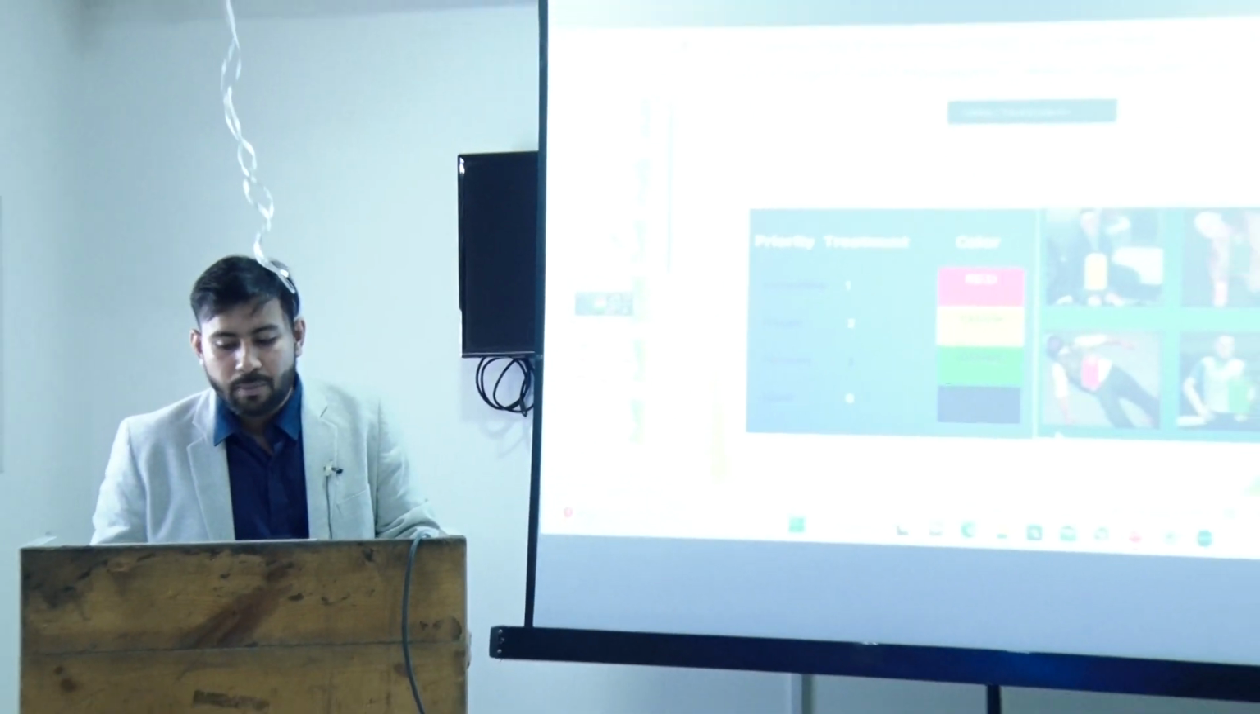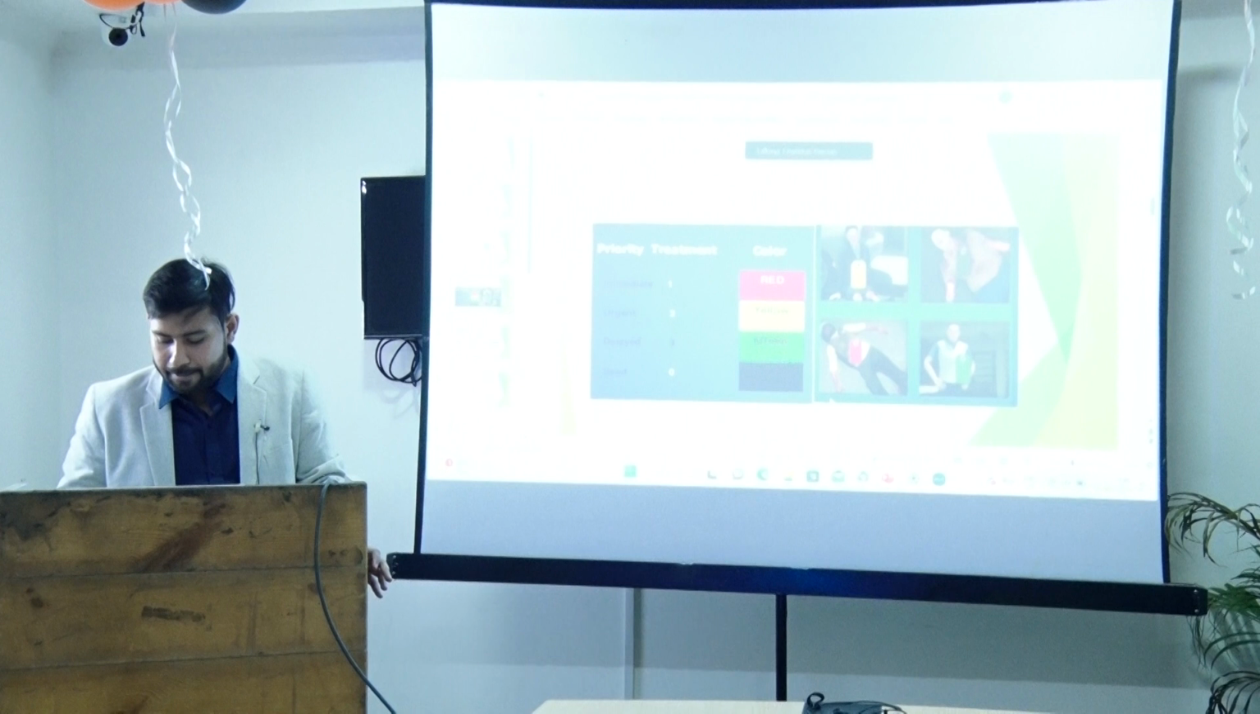Like first priority, the immediate treatment, immediate care will be given to the person whom we have assigned the red tag. Then the urgent one will be given to the yellow, like the person we have seen has injuries but the treatment can be delayed. And the green one, we can see the patient is fine, as we can see on the screen also, the patient is fine, and the black one is given to the patient who is moribund, like dead.